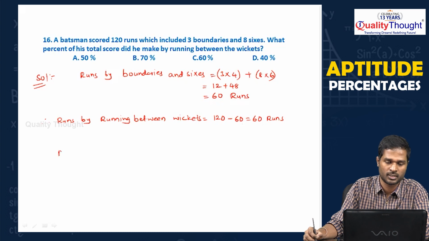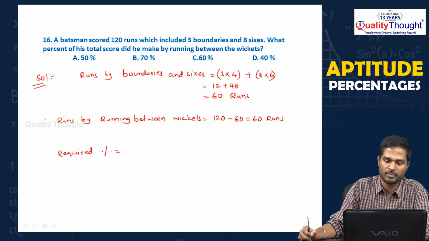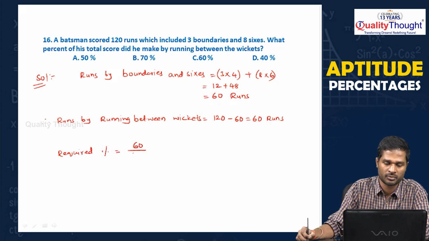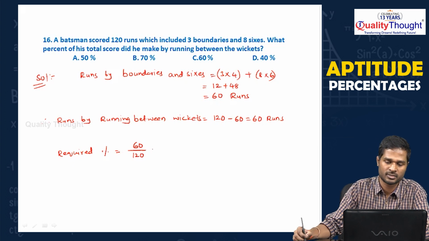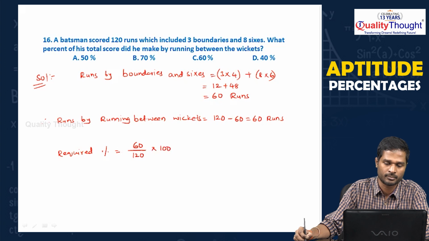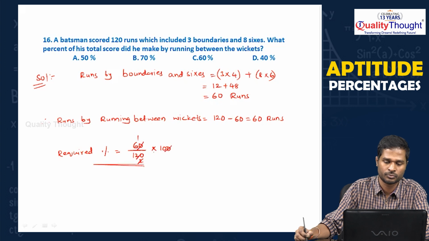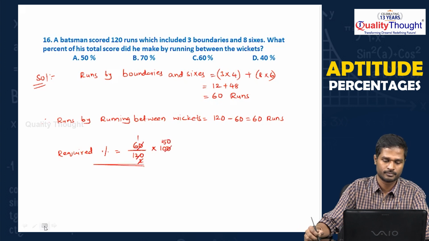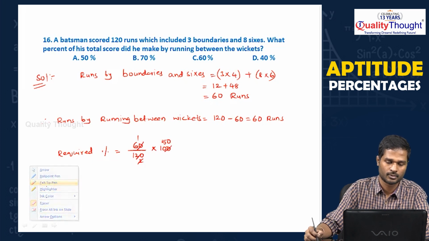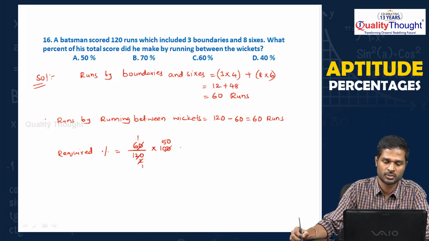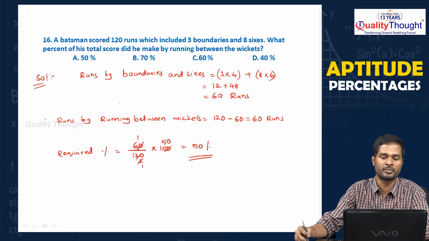So if you see that, required percentage. Running between the wickets is 60 out of 120 runs. So running between the wickets, he did 60 runs out of 120 runs he scored in total. So that is 100. So this is 60 ones, 60 twos, and so on. That means he scored 50% of the total runs by running between the wickets.